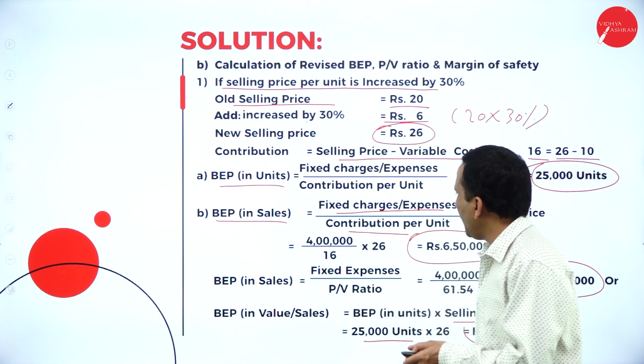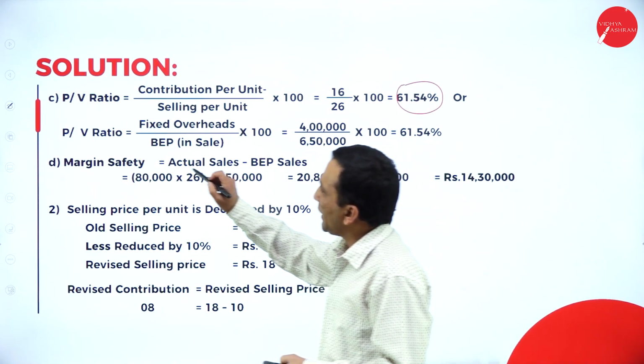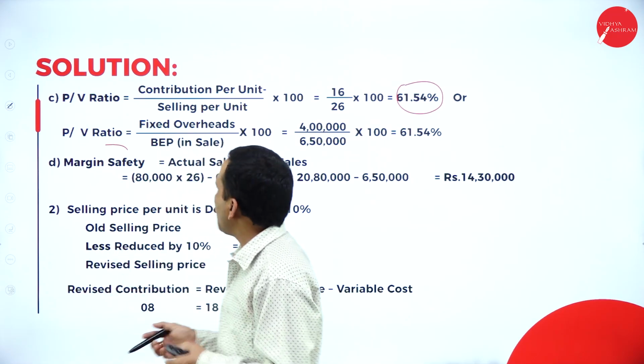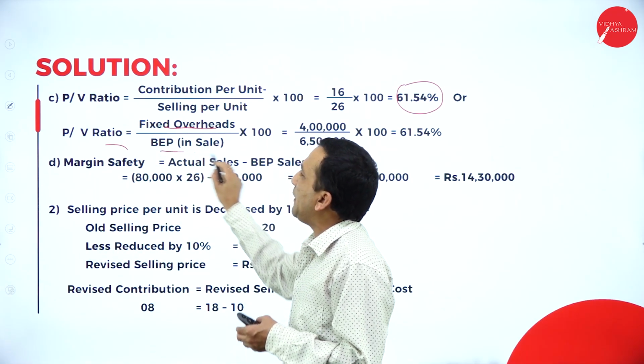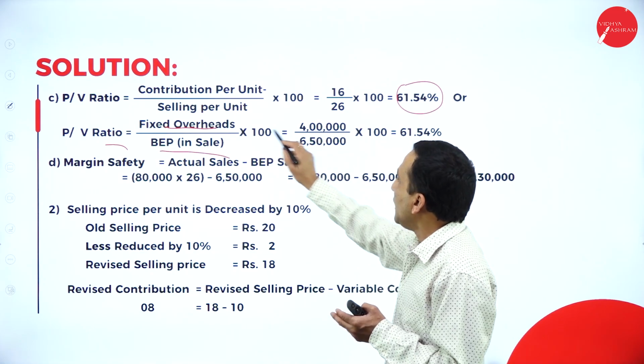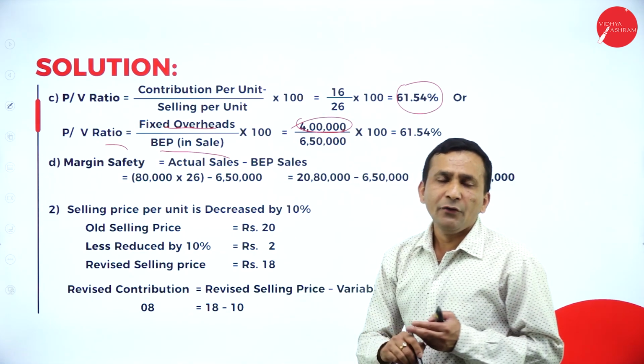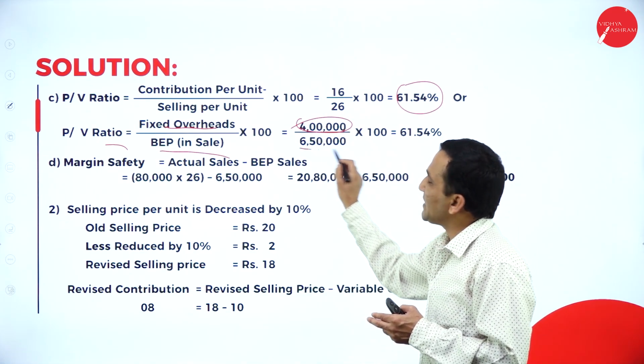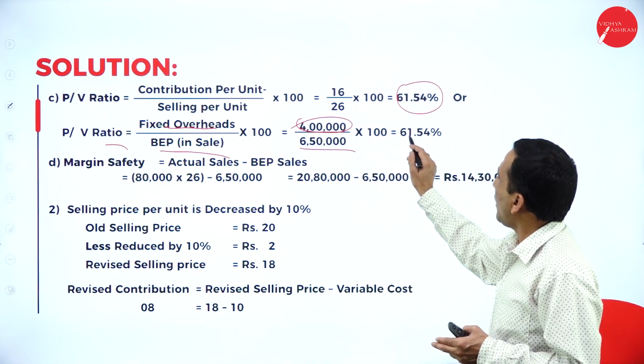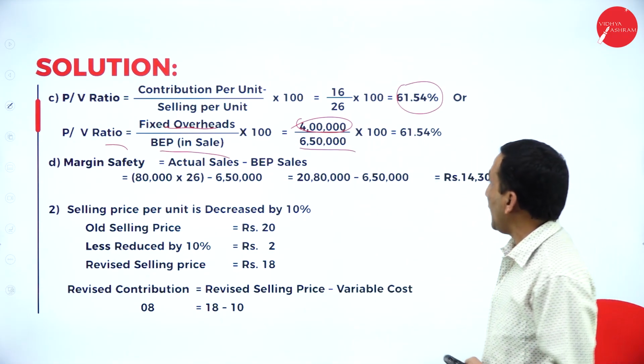Okay, so moving on, there is one more calculation for PV ratio, the same answer we are getting. Fixed overheads divided by break even sales into 100. Fixed overheads expense is given, 4 lakh, the break even sales we got 6,50,000. Okay, so obviously we get 61.54%.